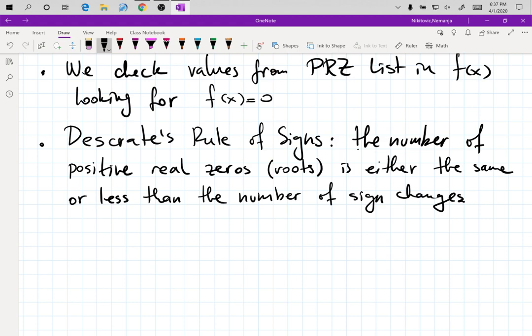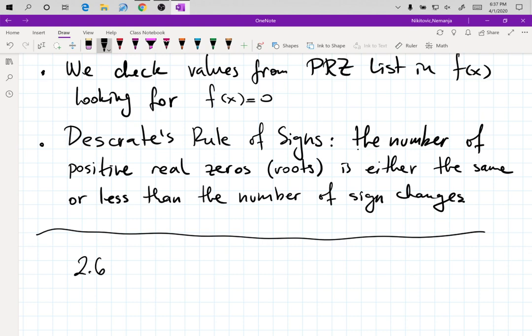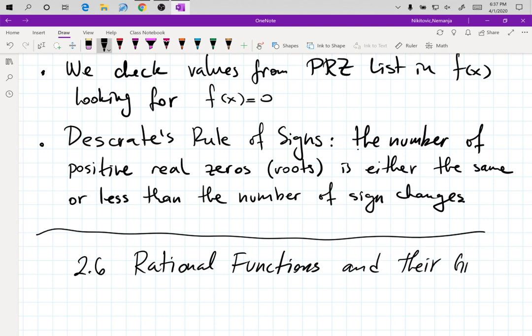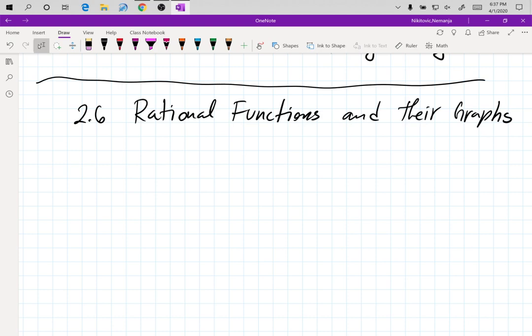All right. So the last one is 2.6. This is what we did 2 days ago on rational functions and their graphs. And what I'm thinking is to just go through the basic one, 1 over x. You know, write some rules down, and then we can just go and look at some examples. Now, this was more to wrap up.